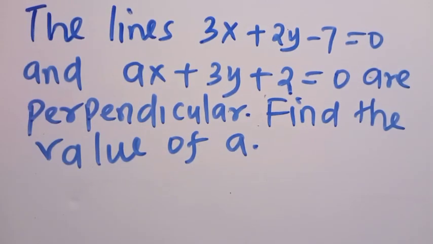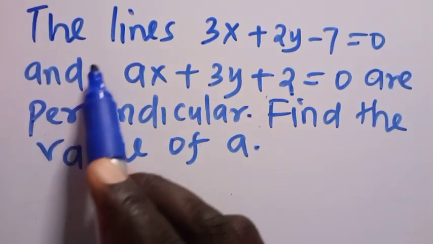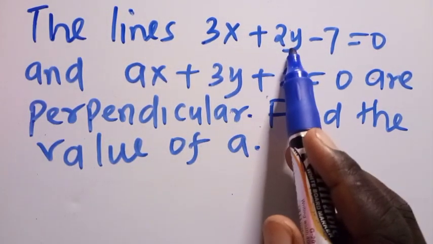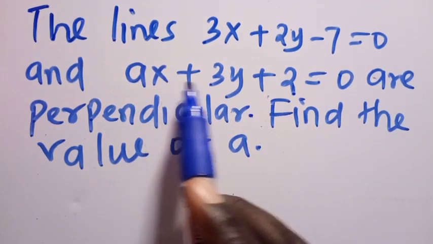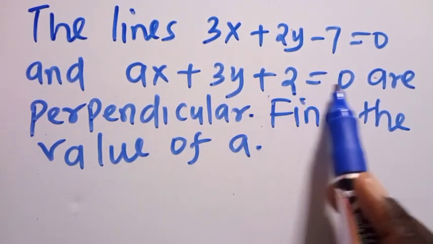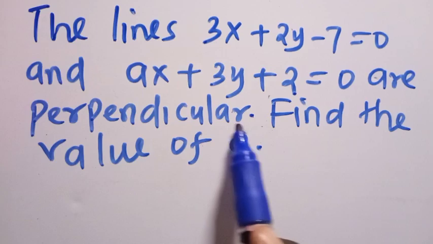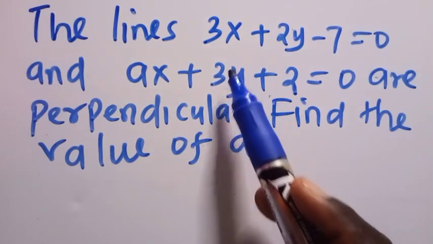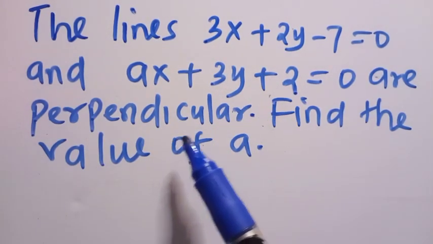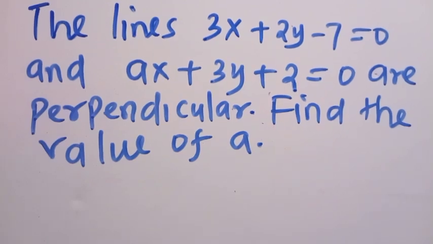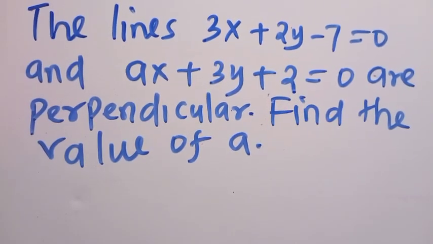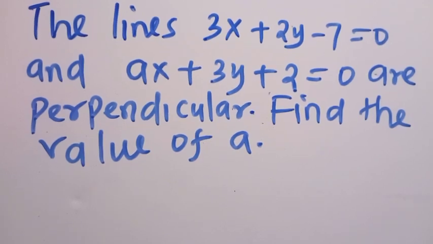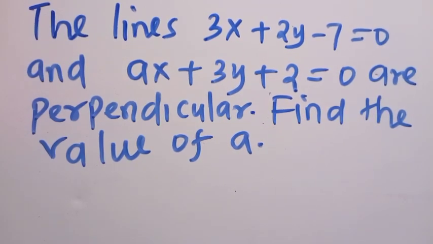Ladies and gentlemen, let us have a look at this question. The question is: the lines 3x + 2y - 7 = 0 and ax + 3y + 2 = 0 are perpendicular. So these two lines are perpendicular. Find the value of a. Now, this question comes from the equation of straight lines.